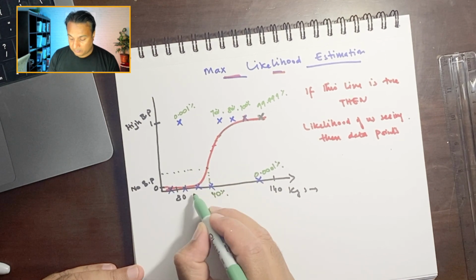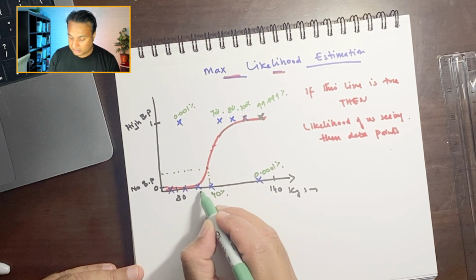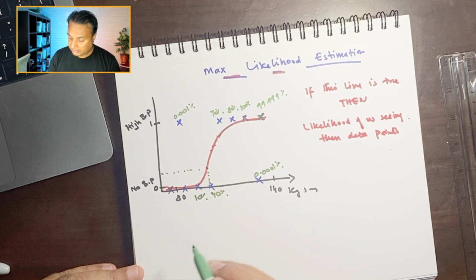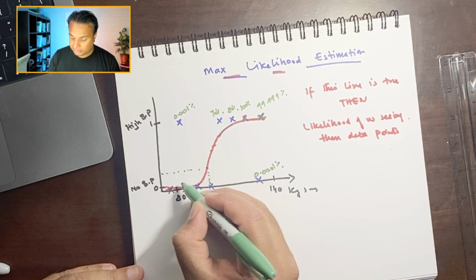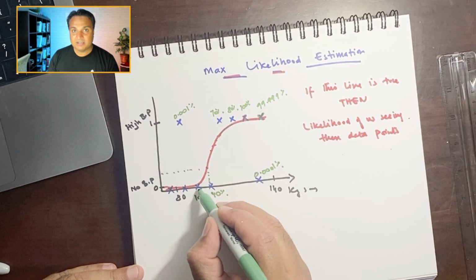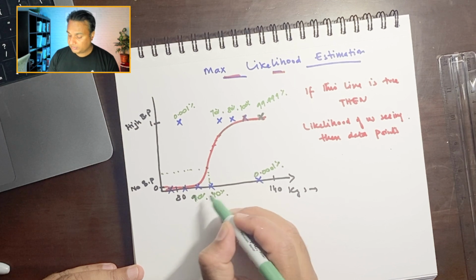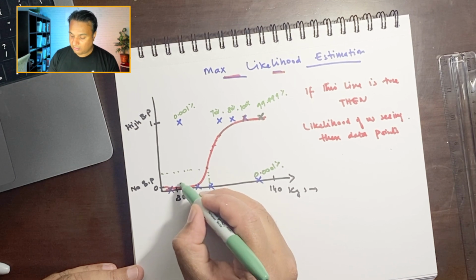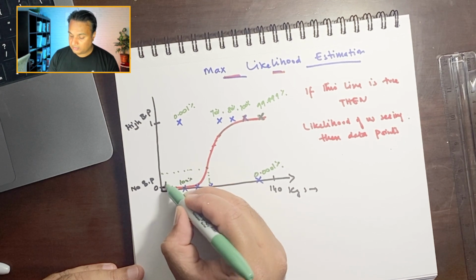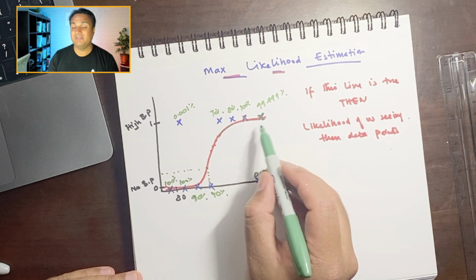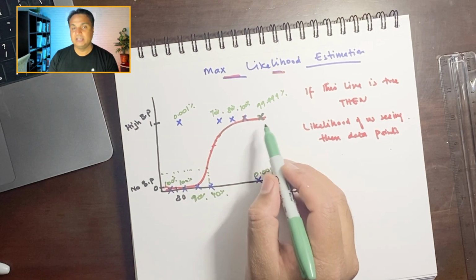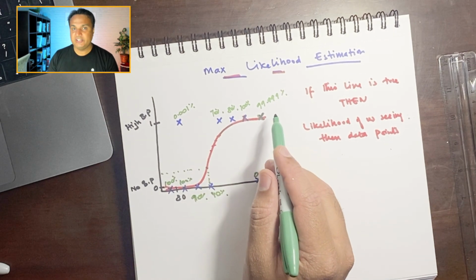What is the probability for someone like this? It will be around 10%. And here it will be almost 100%. So for someone having high blood pressure here, it will be about 90%. For someone like this, almost 100%. And again, almost 100%.